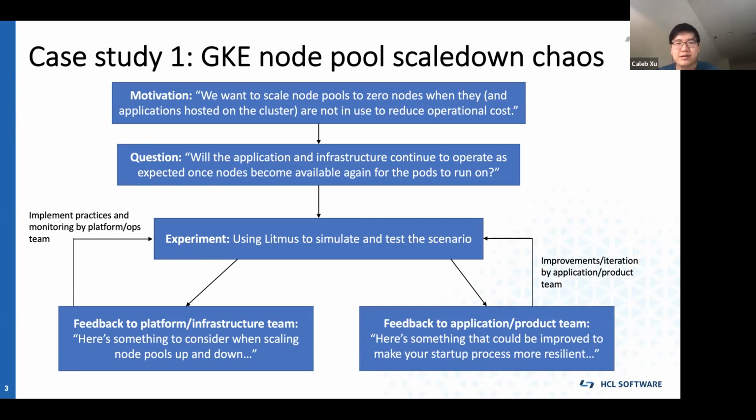And so that's where Litmus comes in handy to run these experiments, right? Being able to simulate and automate this test scenario. You can see from the experiment, we take those results, and that gives us feedback that we can take to the platform and infrastructure team that we have, and also the application and product teams that we test our products with. And after we give them feedback, they also iterate upon it.